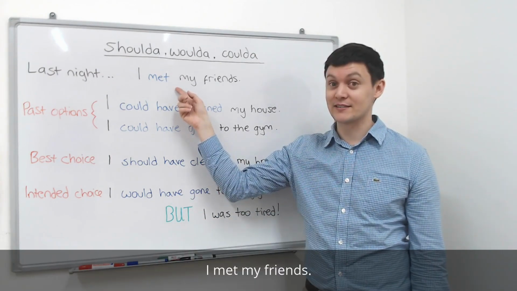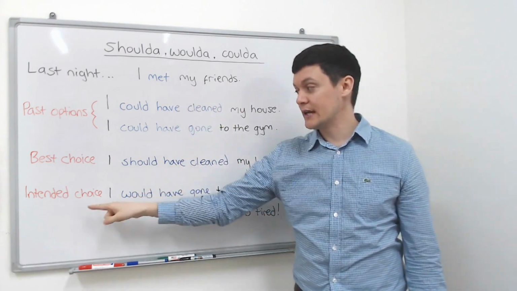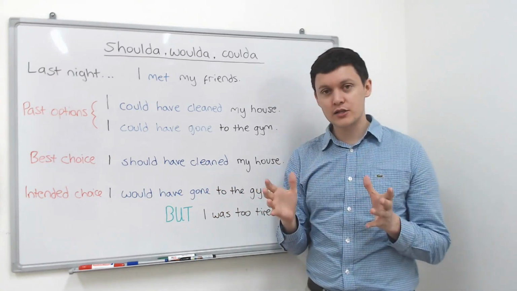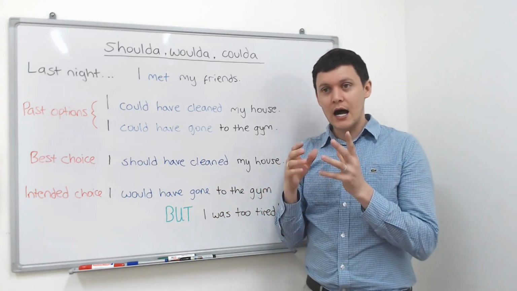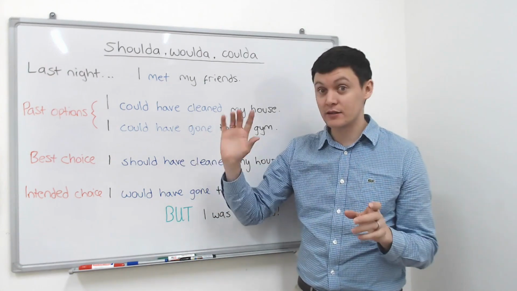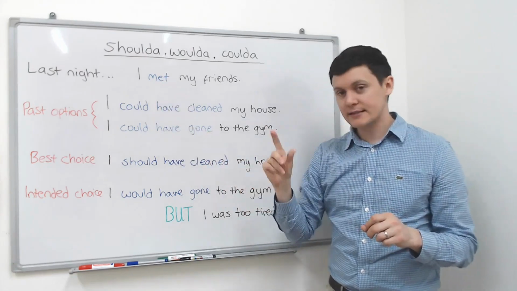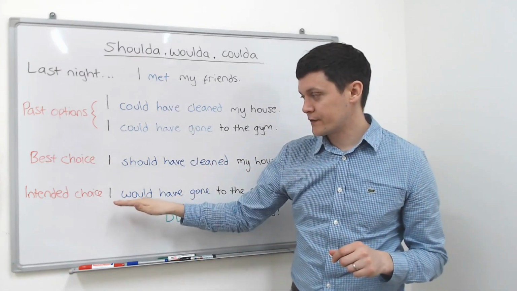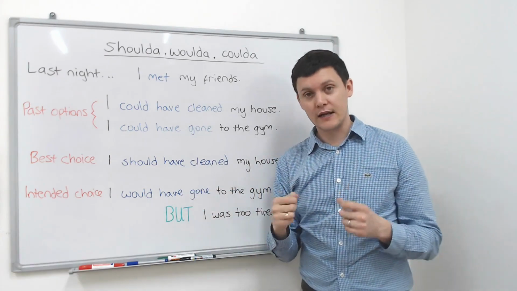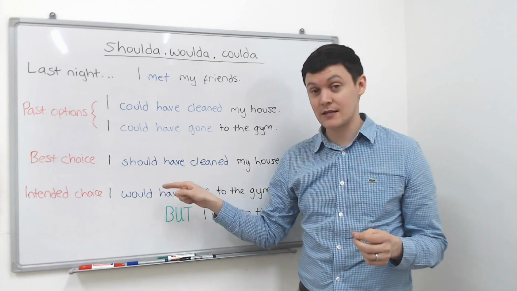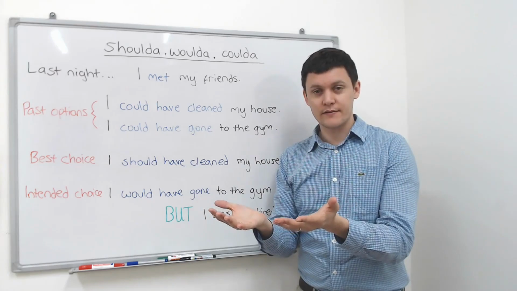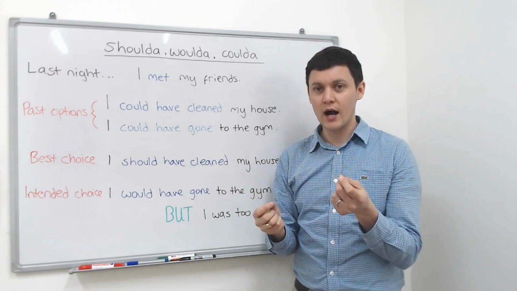I met my friends. Finally, we've got intended choice. Now this is a little bit tricky. Intended choice is the choice I wanted or planned to do. But again, I didn't do it because I did this. Let's take a look at this one. Now, the structure is I would have gone to the gym. I would have gone to the gym. That's my intended choice at that time. But if I say my intended choice, then I should give a reason why I didn't do it.